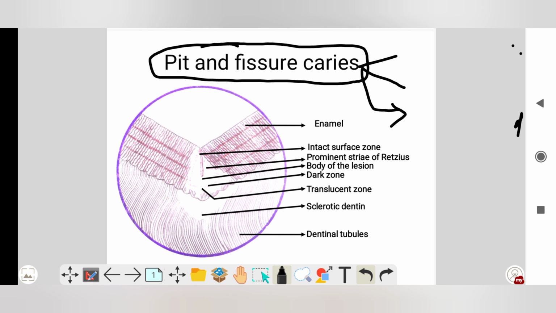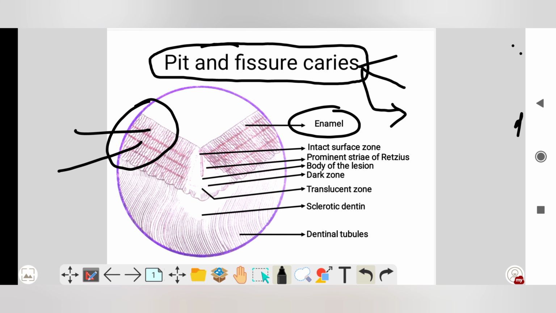Now we will start the ground section of the pit and fissure caries. This is the enamel of the tooth. Here you can see the enamel contains enamel rods. These are the incremental lines of the enamel, called the incremental lines of Retzius or striae of Retzius. This is the concept of caries. Initially caries starts as a pit, then it spreads widely below that pit.